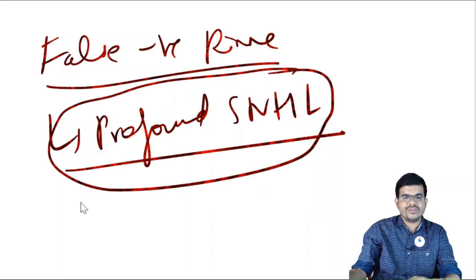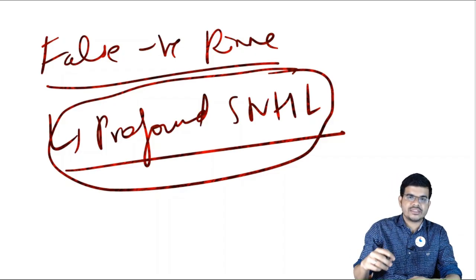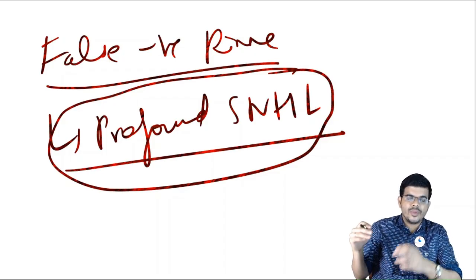Okay, so when the SNHL is mild, the Rinne can be positive. When it is profound SNHL or even severe SNHL, it can be a false negative Rinne. Okay, so these are the things that you get from a Rinne's test. So how will you conclude whether it is a conductive hearing loss or a sensorineural hearing loss? Here comes the Weber's test.